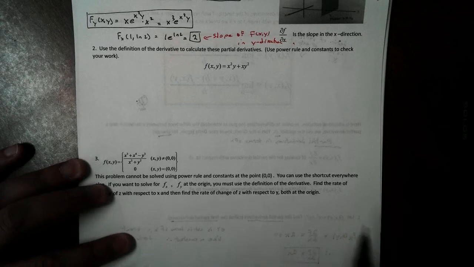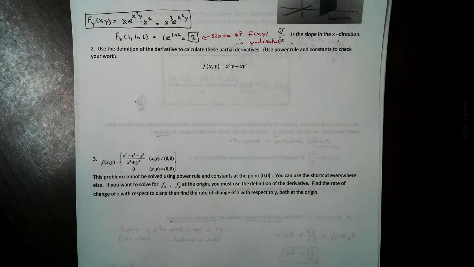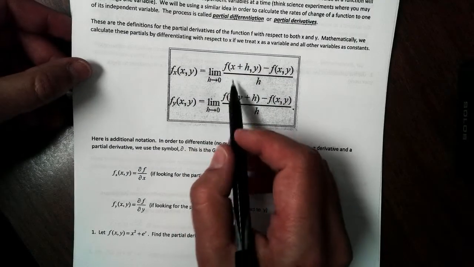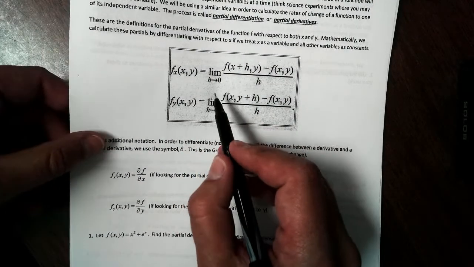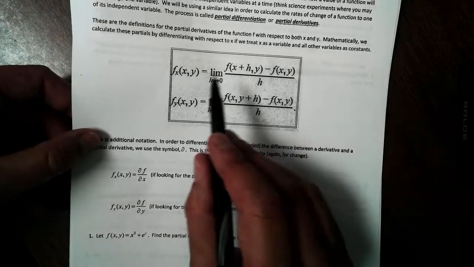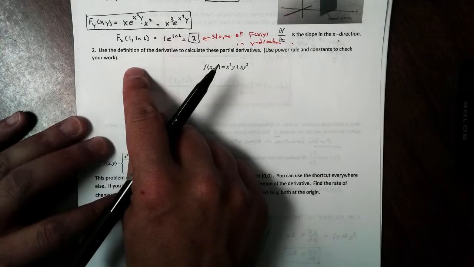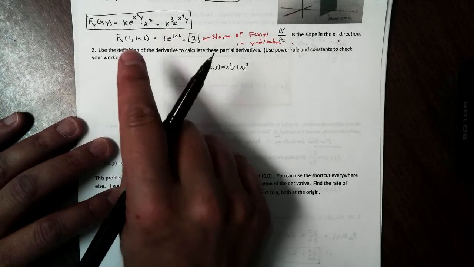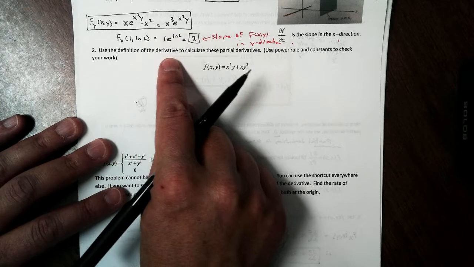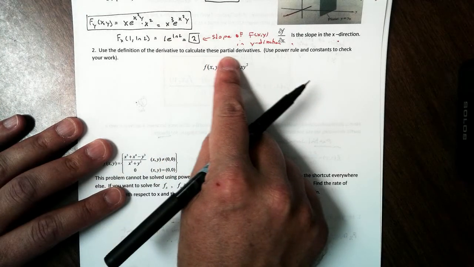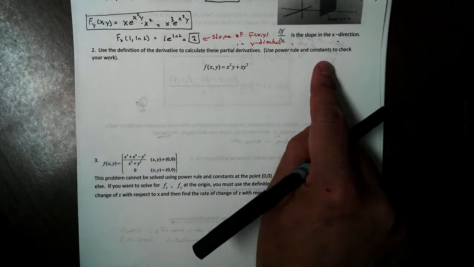Welcome to part 2. For part 2, we are going to use our definition of the derivative to find the derivatives. We haven't done this since August of last year in BC, so this will be kind of fun for us. Okay, so we're going to use the definition of the derivative to calculate these partial derivatives. Use the power rule and constants to check your work.